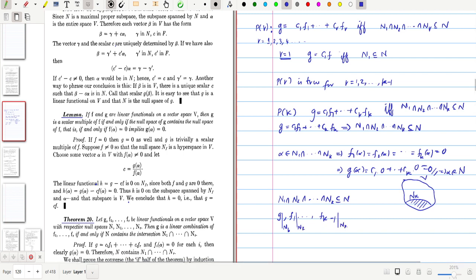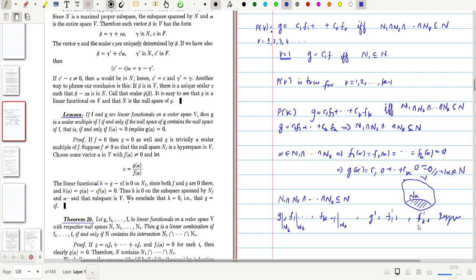This is Nk. So we consider the restrictions of all these functions to this subspace Nk. These are respectively denoted by g prime, f1 prime, etc., fk prime. For the time being, we denote these restrictions as this, respectively.